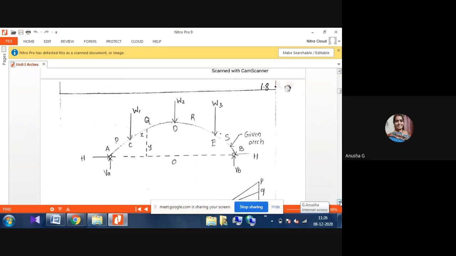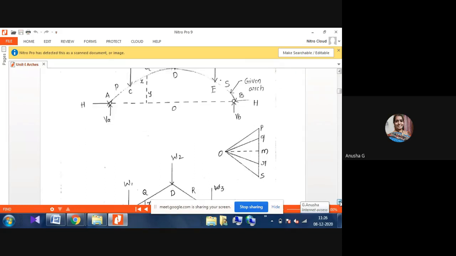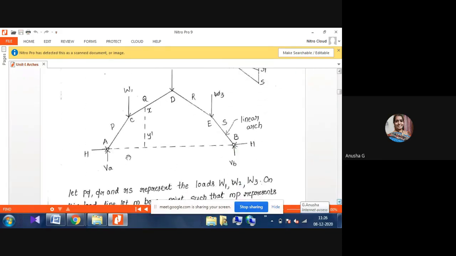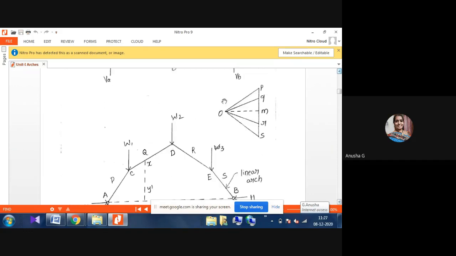This is a given arch. For this given arch, again we have to draw the linear arch. The linear arch is nothing but we are taking the same points, but instead of curves we are taking straight lines. For this graphical method, you can observe here. When we observe from the top, OM, OP, OQ like that, we are taking the sizes and then drawing the linear arch here.